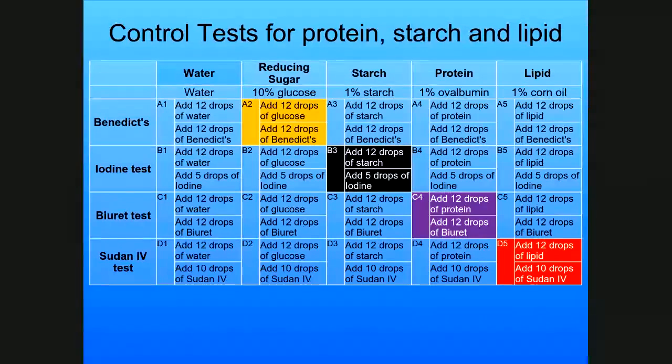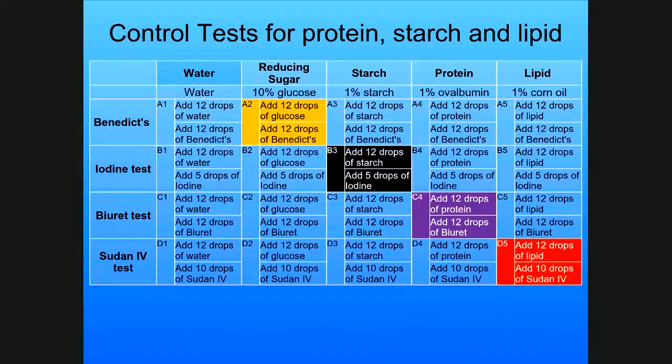So this shows you where you're expecting a positive change. The water is going to be a negative control for all of these different tests. Benedict's is expected to change color with a reducing sugar, which is what glucose is. Starch is a carbohydrate, but it's not a reducing sugar. The iodine test tests for starch, so you're expecting a black color with the starch.